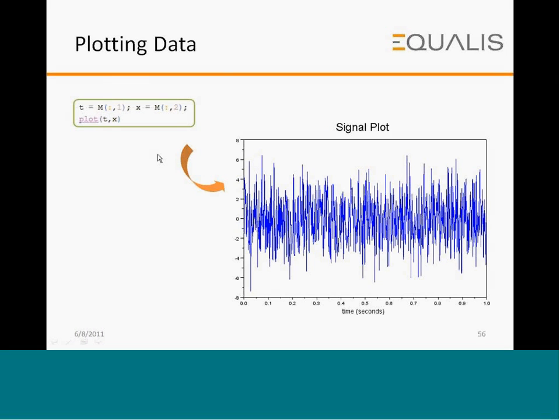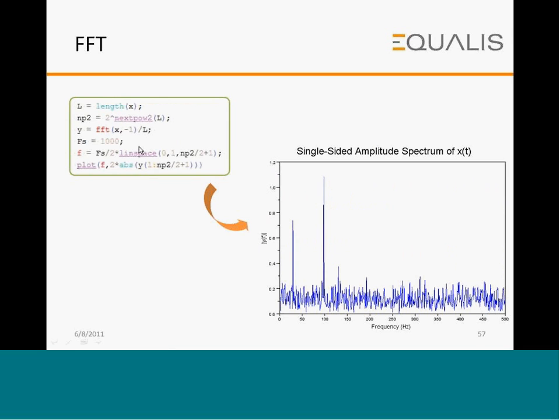Now I want to plot the data, so I define the time axis, I define the amplitude axis, and I want to plot t, x. So amplitude as a function of time. This is the signal that we had in the Excel sheet, which we are plotting now using Scilab's 2D graphics plotting function. Now I want to calculate the Fourier transform of this data.